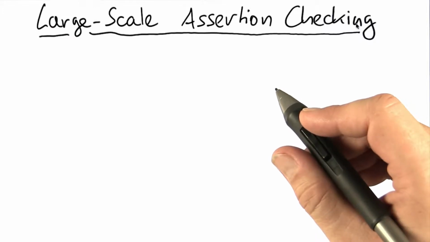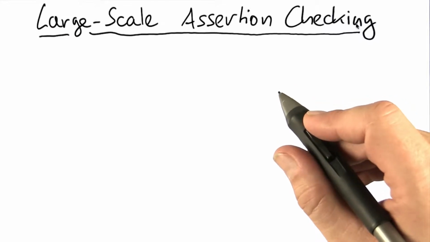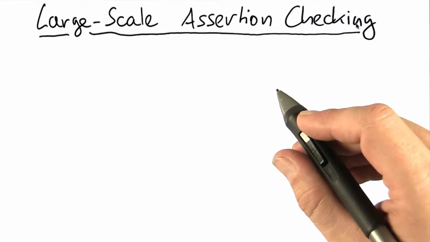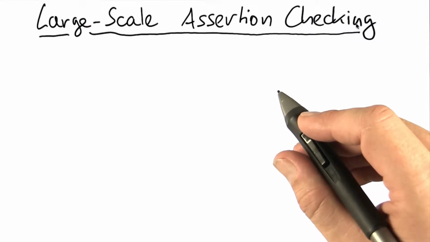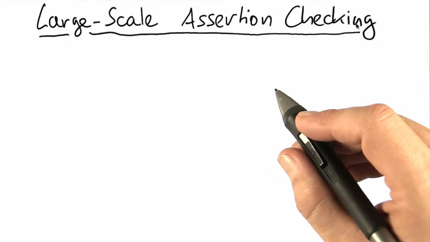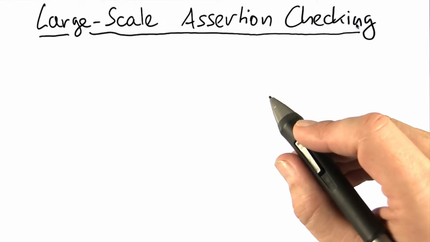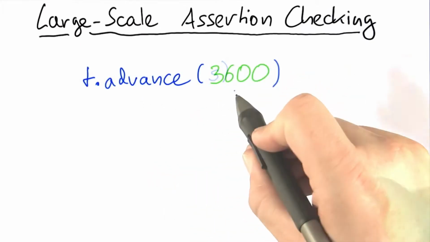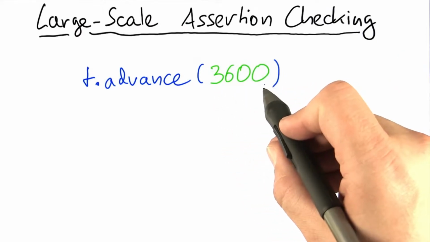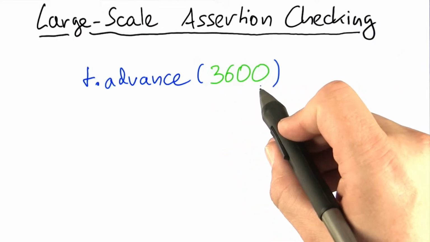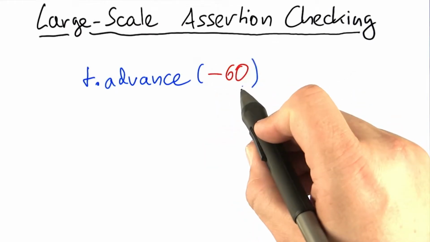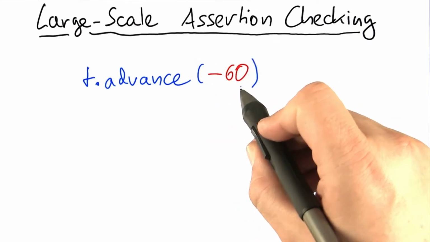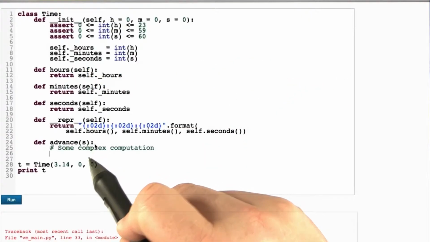We now have seen how we can check the input parameters to the time class. But what happens if there's more setters and getters which can all compromise the state? Let's assume we have a method advance, which takes a number of seconds by which to advance the time. For instance, a value of 3600 would advance the time forward by 1 hour, whereas a -60 would set back time by 1 minute. Here's our advance method.